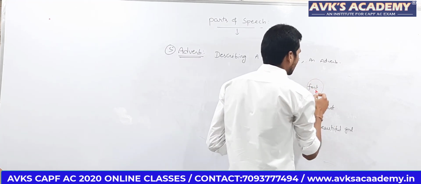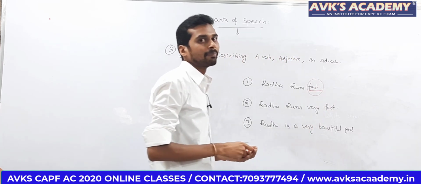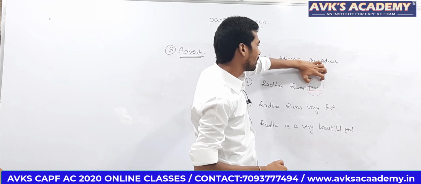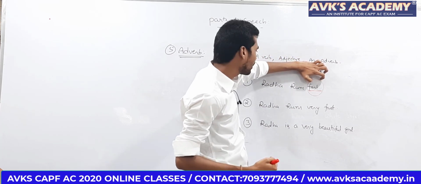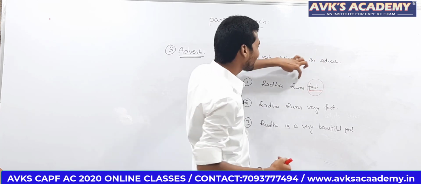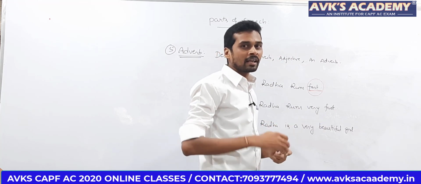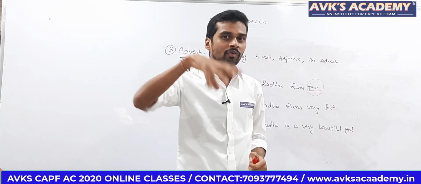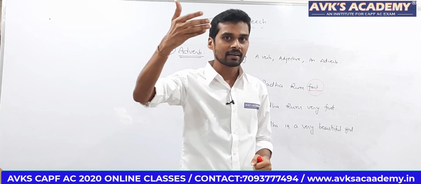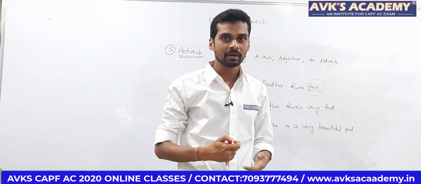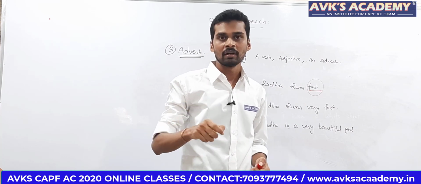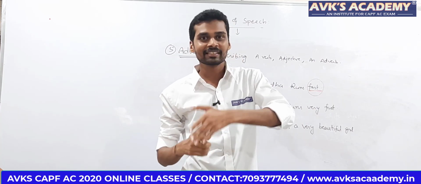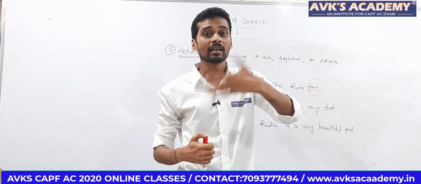What is this fast? Which parts of speech does it belong to? In this example, is this fast qualifying Radha runs? In the previous example, if I say Radha is a beautiful girl, that beautiful is describing Radha, how Radha looks like.